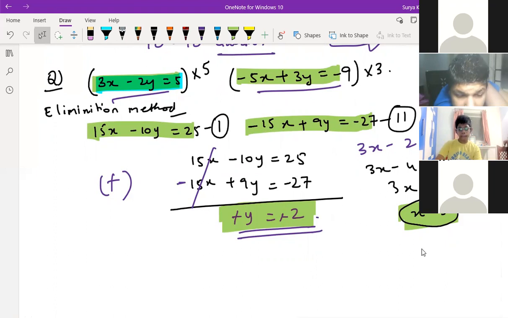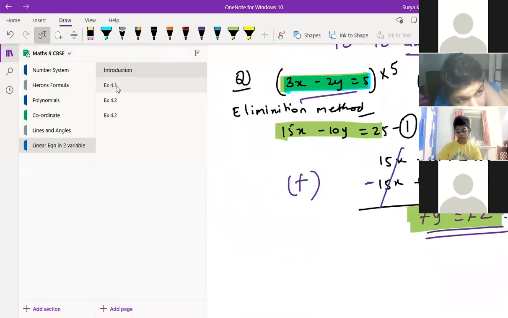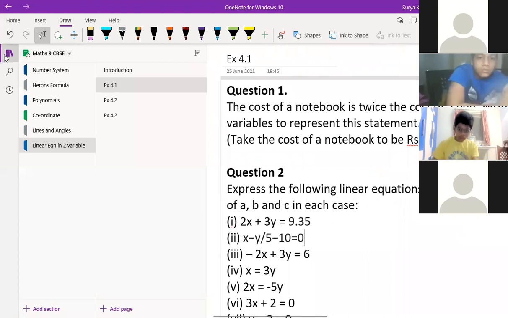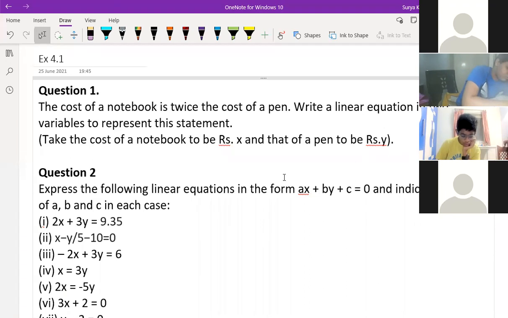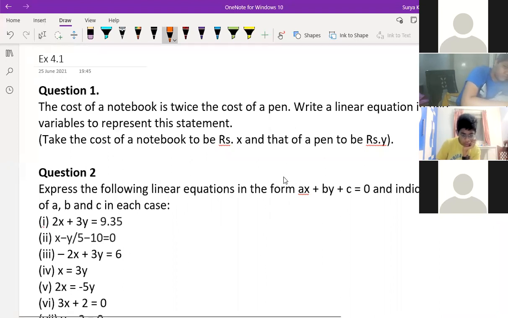Yes, sir. Okay. So fine, we'll do the first exercise of this one, linear equations. You try to understand. The first exercise is exercise 4.1. So this question is, the cost of a notebook is twice the cost of a pen. Write the linear equation in 2 variables to represent this statement. So here this is pair of linear equation in 2 variables, right?